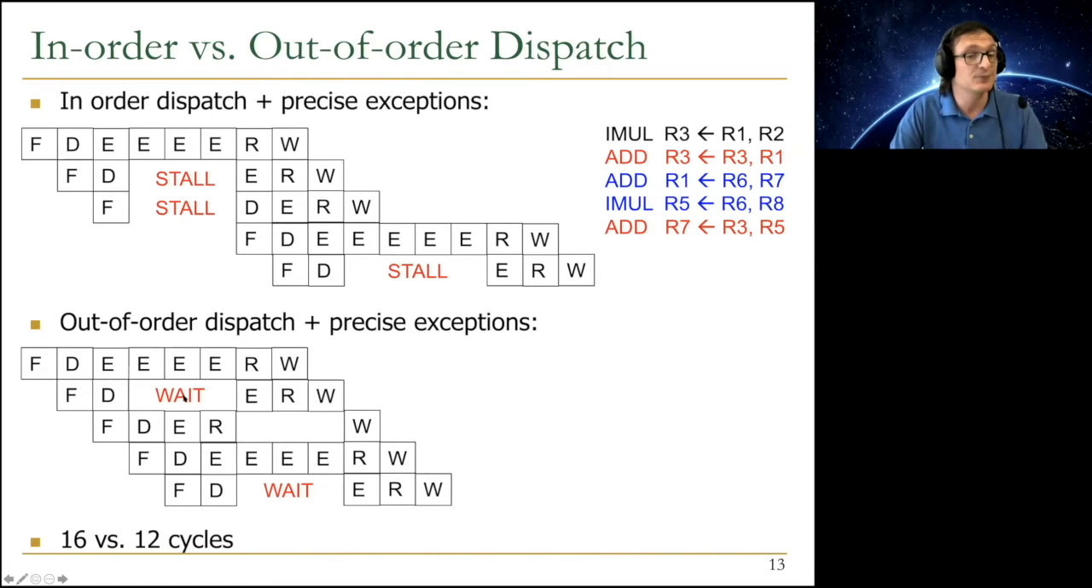So you can see that if you enable something like this, you can reduce the 16 cycles to 12 cycles, which is a significant improvement. That's a 25% performance improvement in this particular case, assuming you don't change the clock cycle time, of course, right?